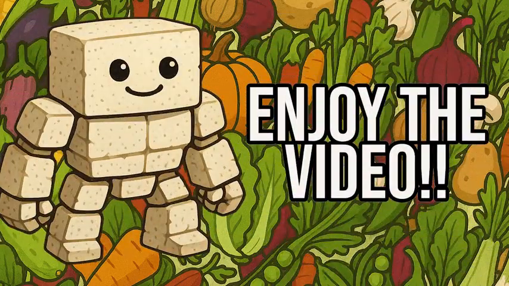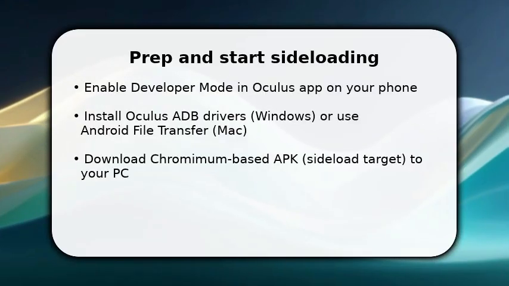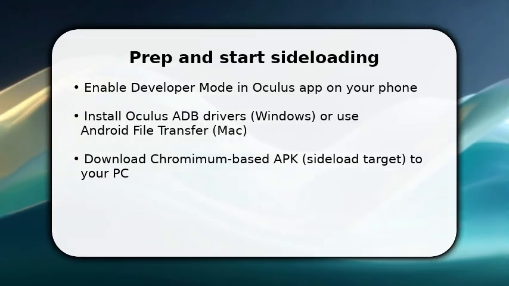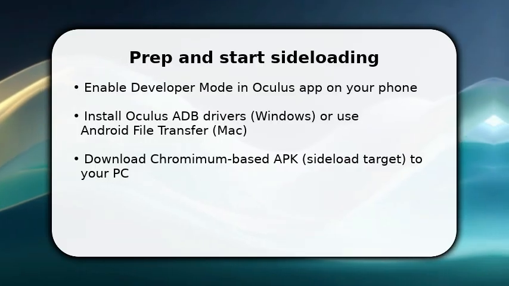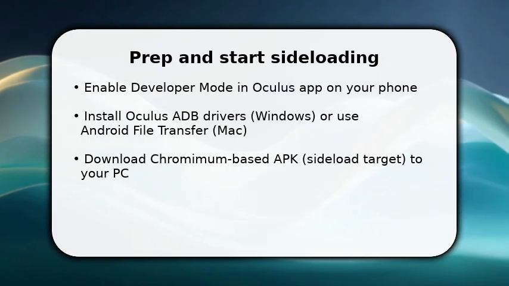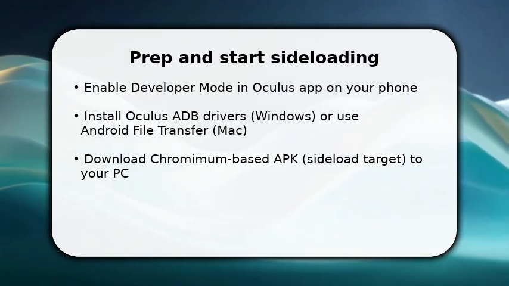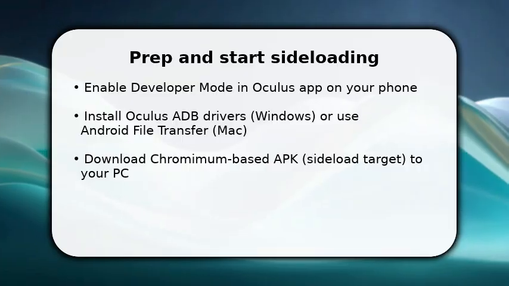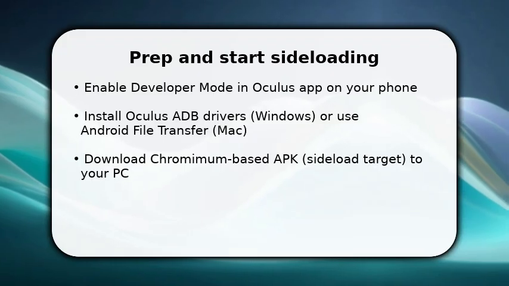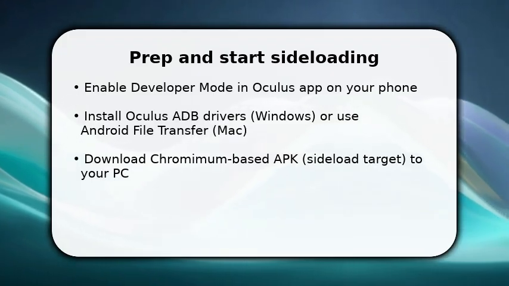Please enjoy the video. You begin by enabling developer mode in the Oculus mobile app so your Quest 2 accepts side-loaded apps. This is required to install Chrome. Once done, connect the headset to your PC with a USB-C cable and accept the computer prompt inside the headset. Make sure you have ADB tools installed on your PC or a compatible side-loading app on your Mac.